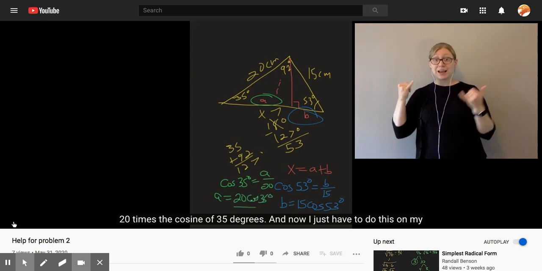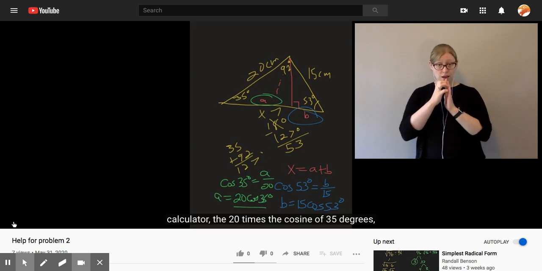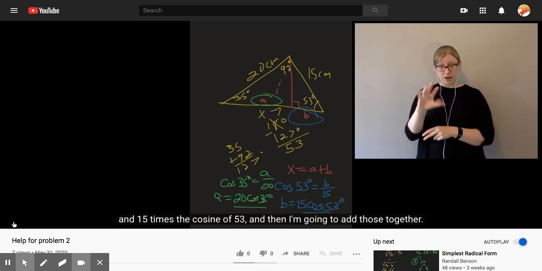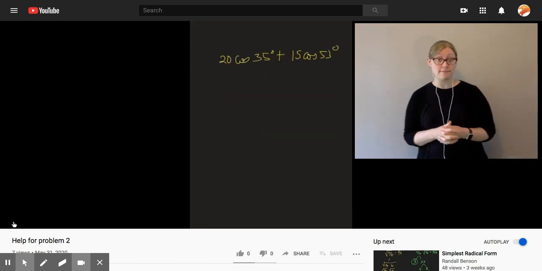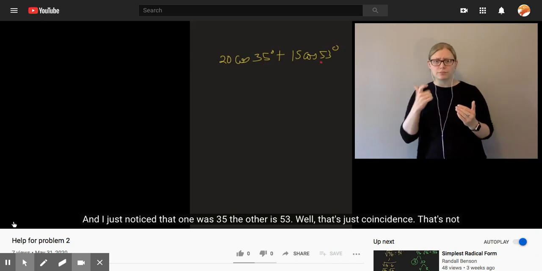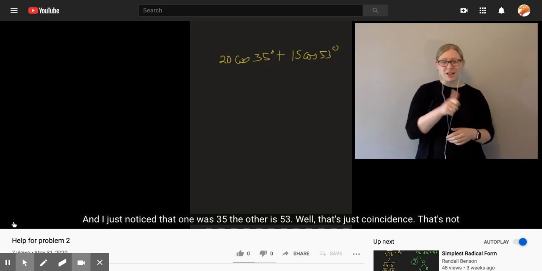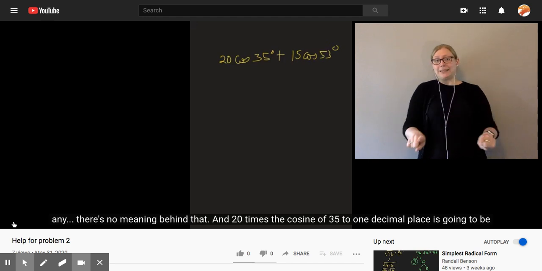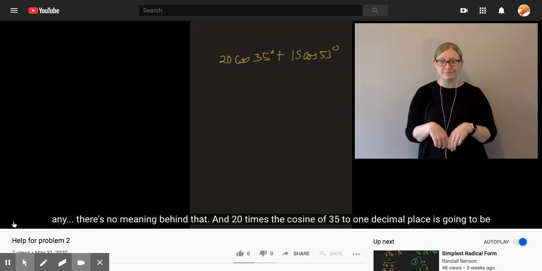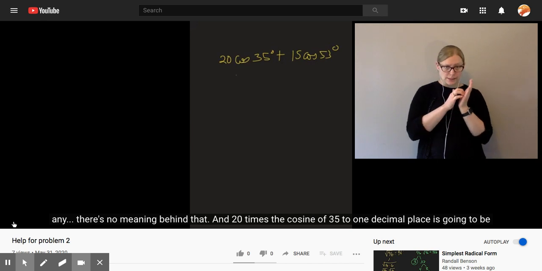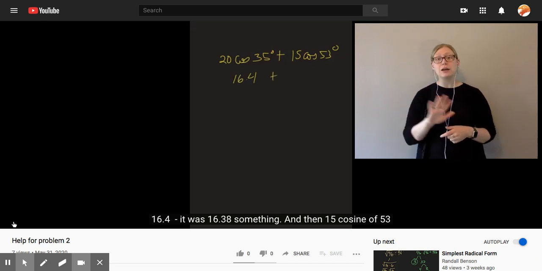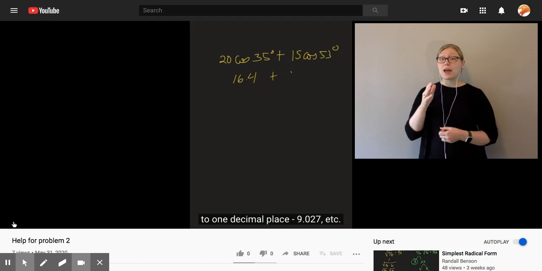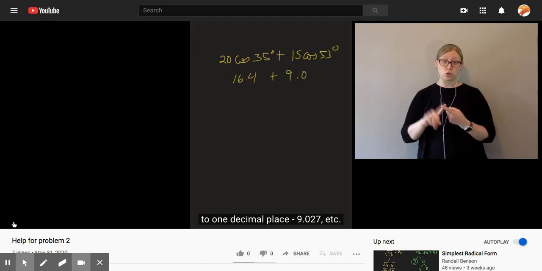Now I just have to do this on my calculator, 20 times the cosine of 35 degrees and 15 times the cosine of 53, and then add those together. I just noticed that one was 35, the other is 53. Well, that's just coincidence. There's no meaning behind that. 20 times the cosine of 35 to 1 decimal place is going to be 16.4. It was 16.38 something. And then 15 cosine of 53 is 9.0 to 1 decimal place, 9.027, etc.